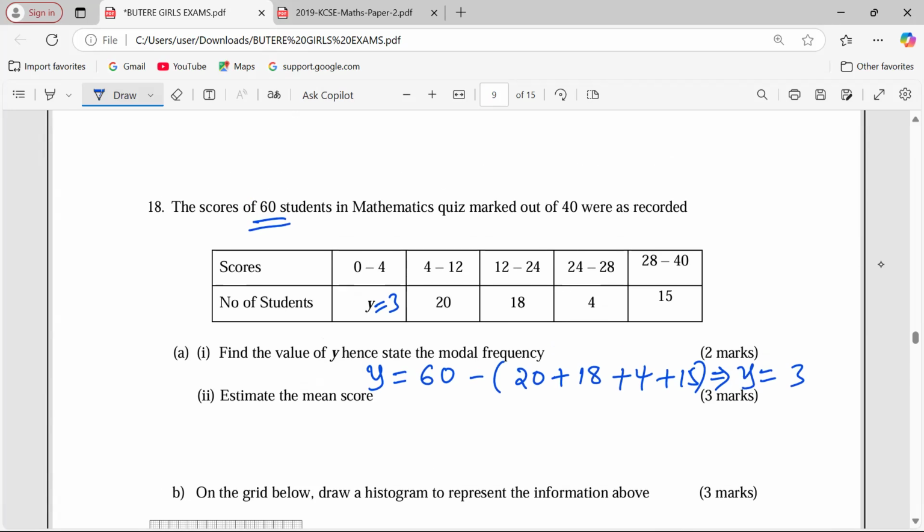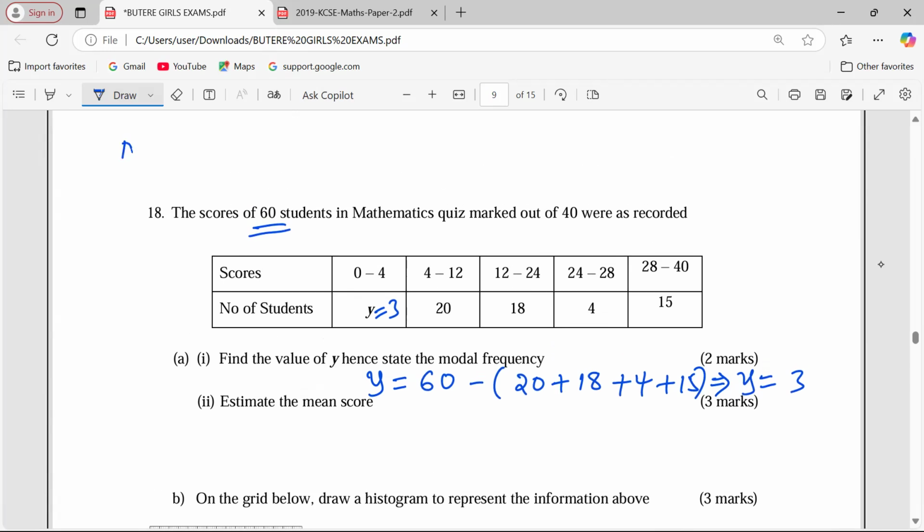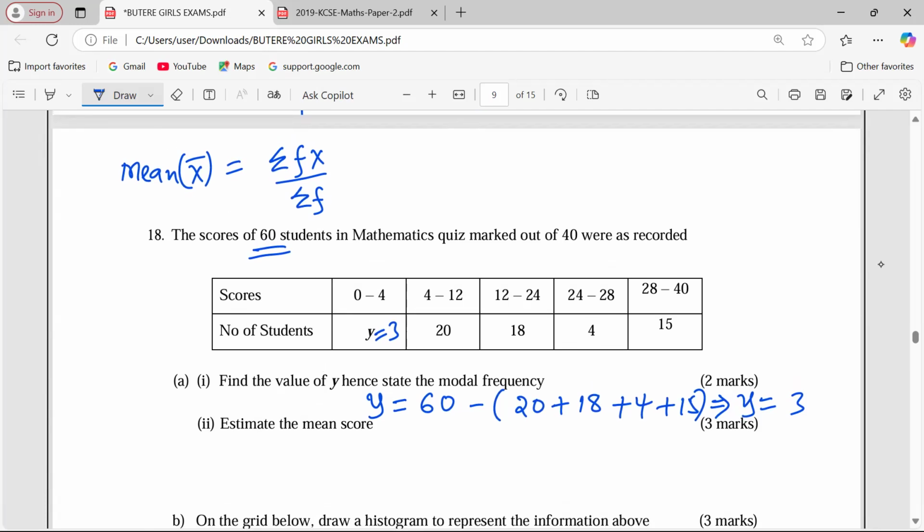For us to get the mean, we're supposed to know that when data is grouped, the mean of X is given by the summation of fX over the summation of f. Summation of f is the total frequency. Then fX means frequency multiplied by each midpoint. In this case, X is the midpoint. For us to get the midpoint, we usually get the sum of the limits over 2. For example, 0 plus 4 divided by 2, so X, the midpoint there, is going to be 2.